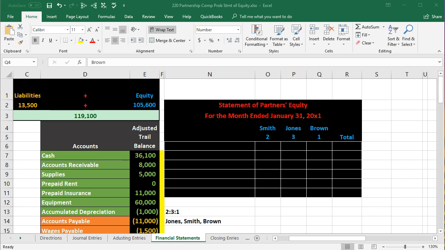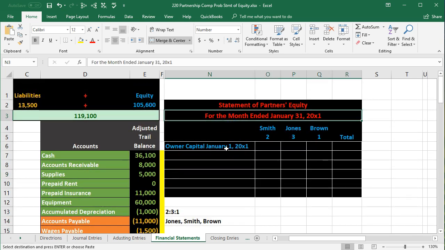What we're going to start off with is the capital account at the beginning. Remember, we're going to basically be telling a story here, so we're going to have the owner's capital account as of the beginning of the time period, as of January 1st. This is a timing statement, meaning for the month ended, going from January 1st to January 31st, as opposed to the balance sheet, which is as of a point in time. It's similar to the income statement, which is telling a story.